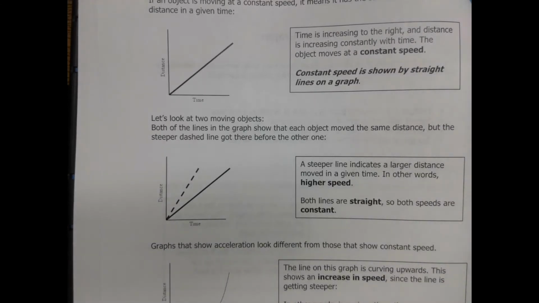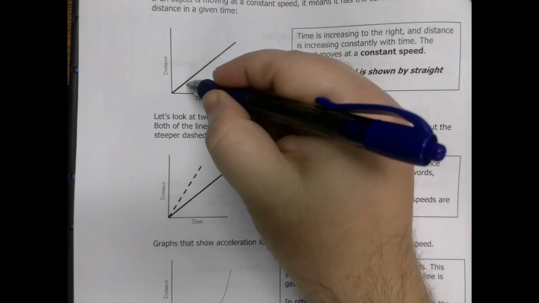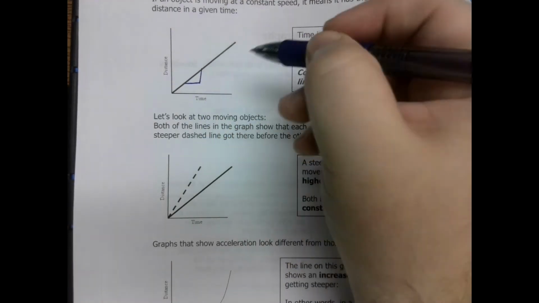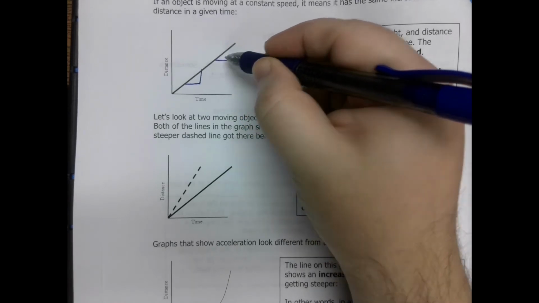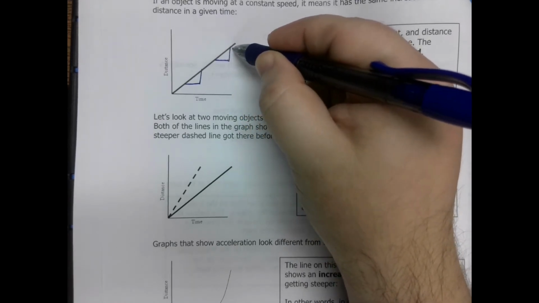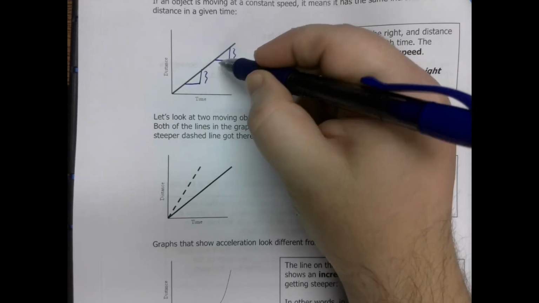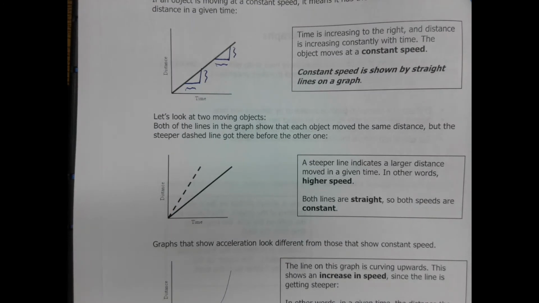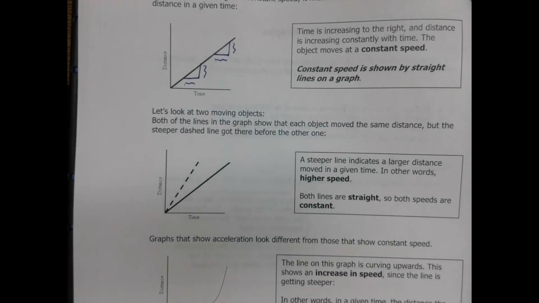So, if an object is moving at a constant speed, it means it has the same increase in distance in a given amount of time. Meaning that if it goes for 1 second, it travels this amount of distance. If we do another 1 second, it's done the same amount. So this length is the same as this length. Time is increasing to the right and distance is increasing in a constant line. If it's a constant line, it means it moves at a constant speed. Constant speed is shown by a straight line on the graph.